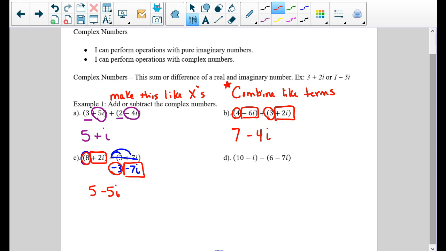And in letter D, again, let's distribute this negative in. So here I have a negative 6. Negative and negative make positive 7i. Again, I can combine the real part, the 10 minus 6, which is 4. Combine my imaginaries. Negative 1 plus 7 is a positive 6i, and we're done. So that's adding and subtracting complex numbers.